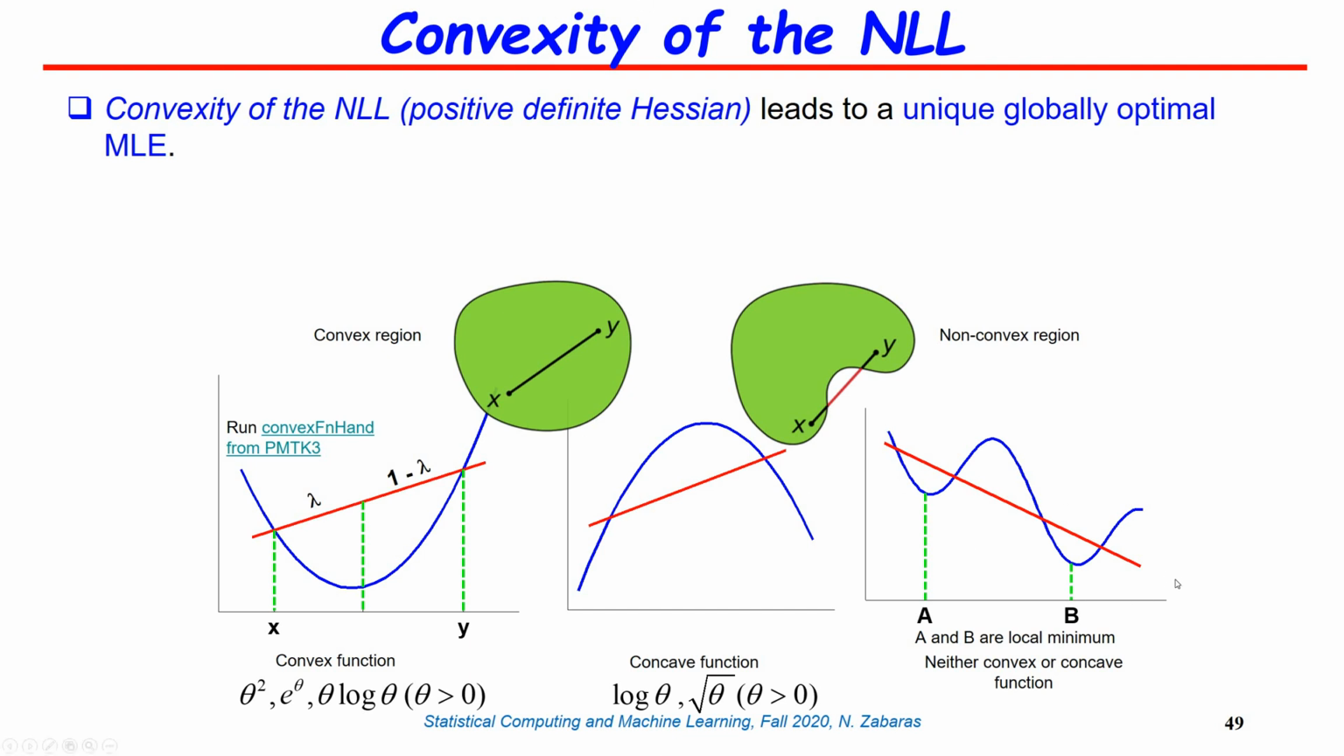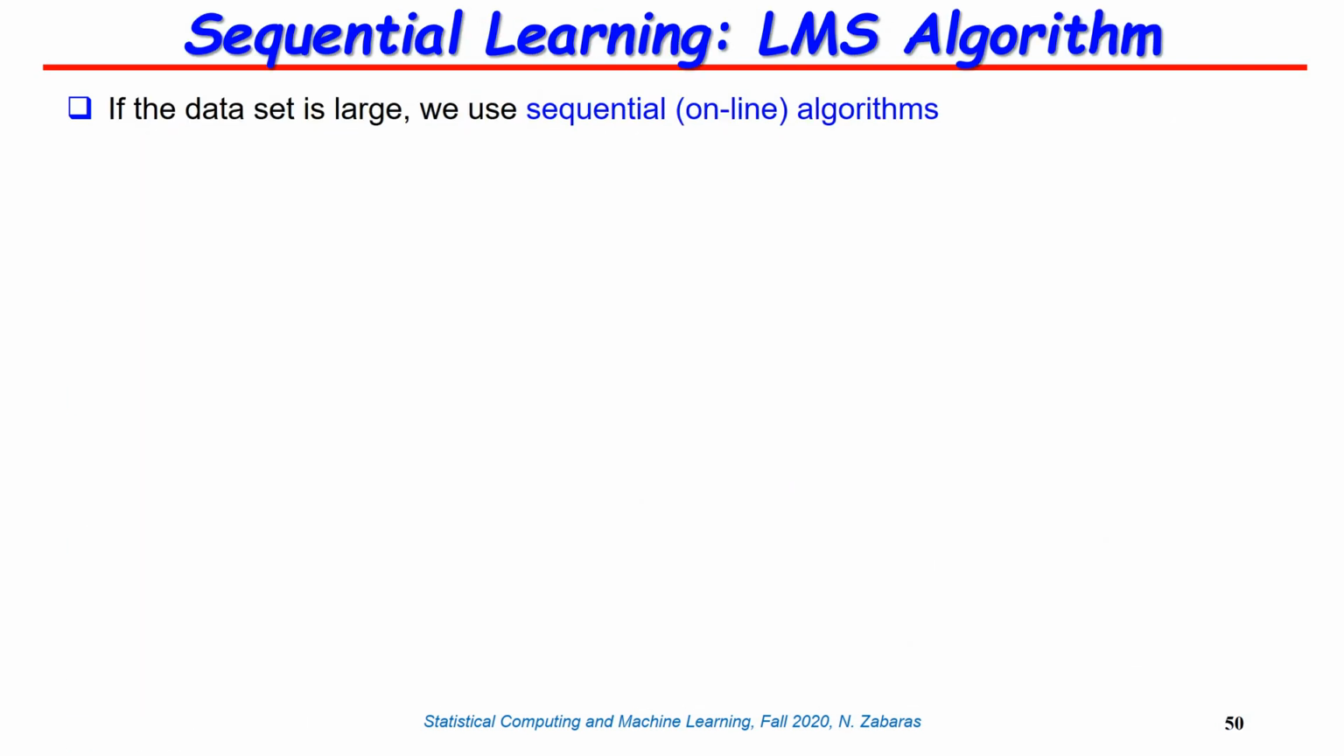On the right you see a function that is not convex, is not concave, right? And you notice that it has multiple local minima. That's not what we get with these maximum likelihood estimators. So these maximum likelihood estimators have a unique minimum because of the convexity of the negative log likelihood. All right.